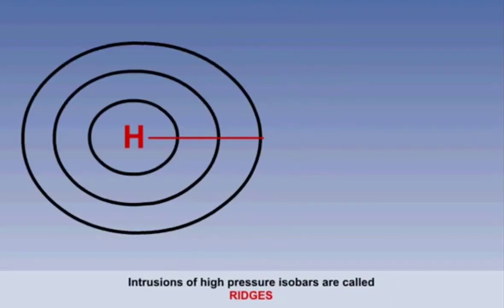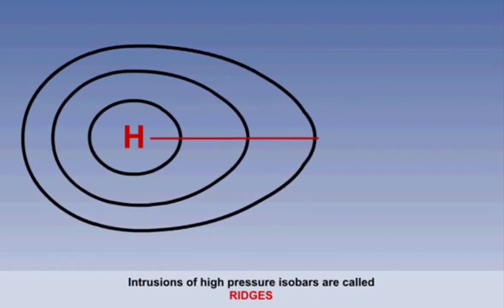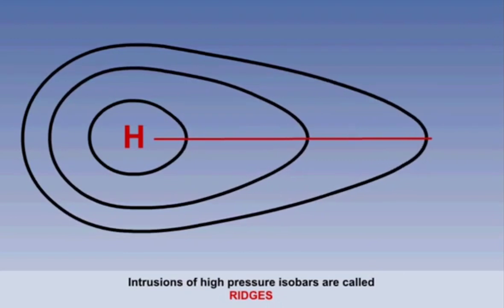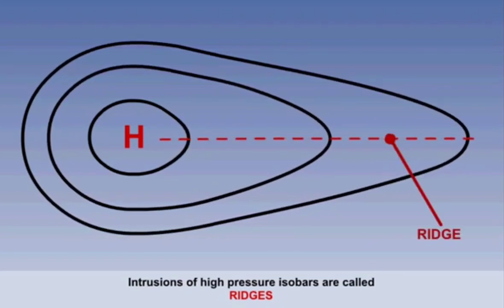If we see the isobars protruding outwards from the high pressure into an area between two lows, we call this a ridge. It signifies an extension of the high pressure into another area, spreading its influence.